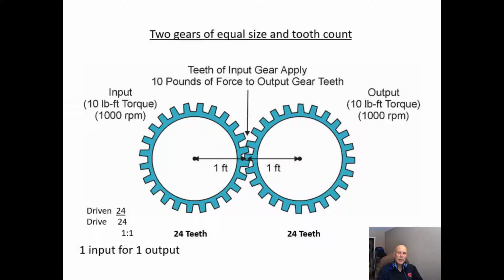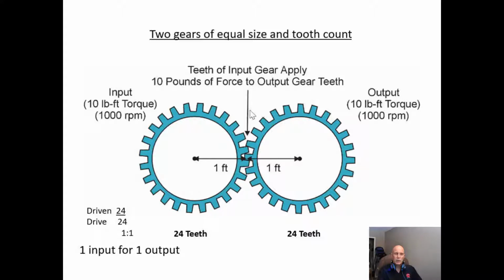Again, if our input torque is 10 foot-pounds, and we have 1,000 RPM from the input gear, our output torque is going to be 10 foot-pounds, and our RPM is going to be 1,000 RPM. So our gear ratios are always going to be something to 1. It could be 10 to 1, 100 to 1, 4.1 to 1, 1 to 1, but it'll always be something to 1. It can also be 0.5 to 1, which would be an overdrive gear.